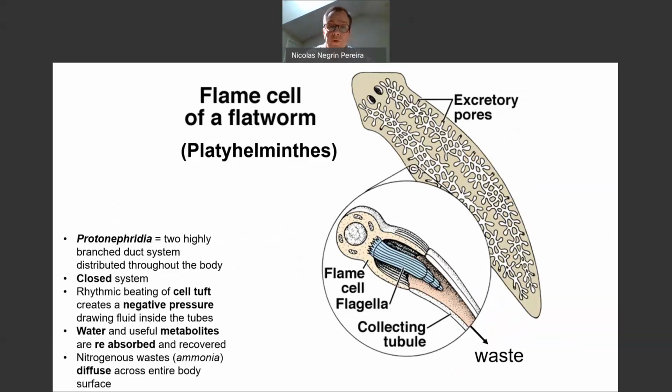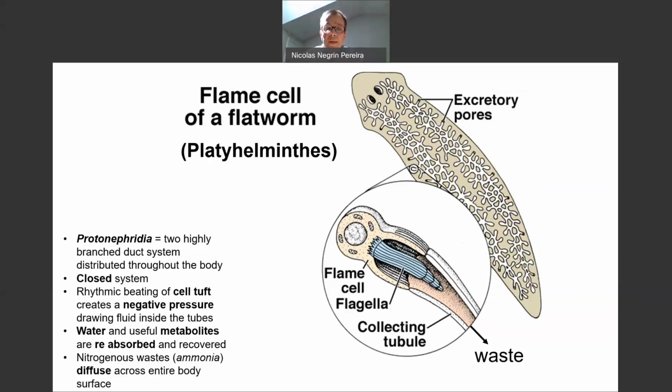Now, when we move to Platyhelminthes, the flatworms, we find the appearance of an excretory system, which consists of what we call protonephridia. They adopt a disposition of two highly branched duct systems that run along the body and are distributed throughout the whole body mass. Each branch ends in a flame cell, which is called a flame cell because it presents flagella that beat very fast. When they beat, they resemble a flickering candle flame. That's why they were called flame cells.